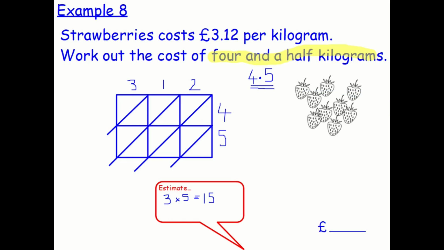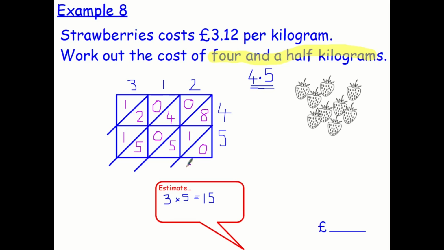Oh dear, what's happened there? Let's do the times tables now. 2 times 4 is 8. 2 times 5 is 10. 1 times 4 is 4. 1 times 5 is 5. 3 times 4 is 12. And 3 times 5 is 15.